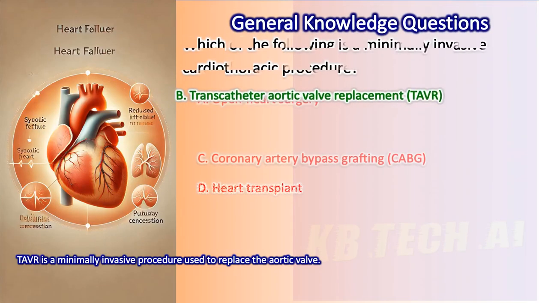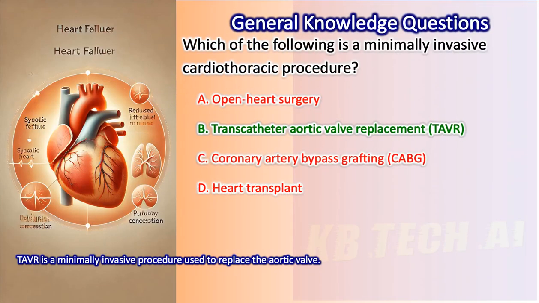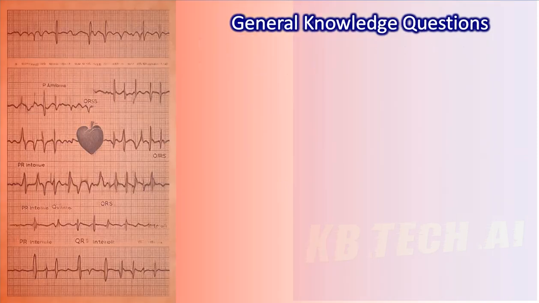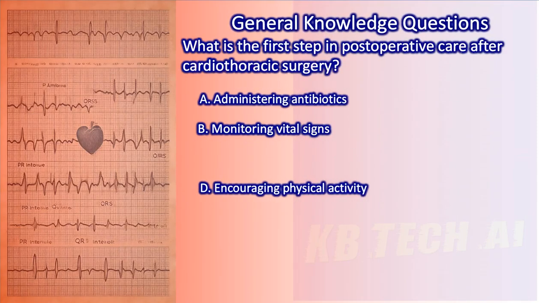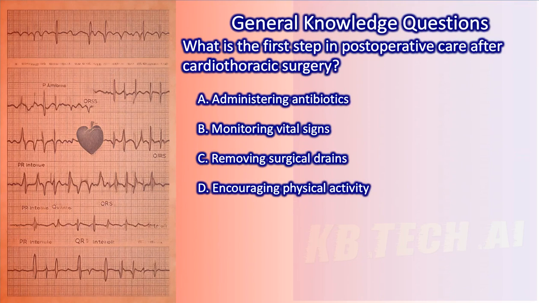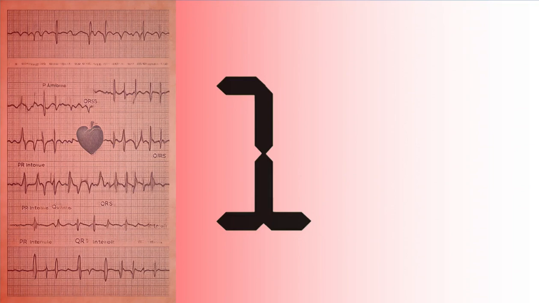The answer is Option 2. Transcatheter aortic valve replacement, TAVR. What is the first step in postoperative care after cardiothoracic surgery? Option 1. Administering antibiotics. Option 2. Monitoring vital signs. Option 3. Removing surgical drains. Option 4. Encouraging physical activity.